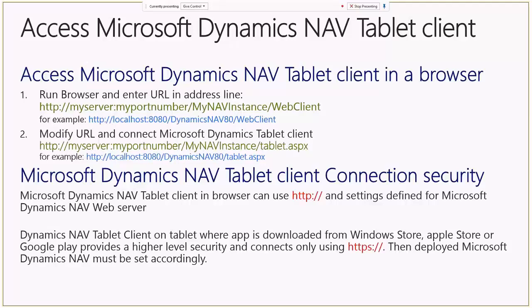But if you have a real tablet, for example an iPad or Google Nexus or something else, and you install the application from the Windows Store or Apple Store or Google Play, then this requires higher security and the connection only uses HTTPS, a secure connection. Then you need to deploy the Microsoft Dynamics NAV web components. According to this, you need to set up a secure connection in Internet Information Server and so on, and certificates. Probably you will be asked to accept certificates when you start the tablet client on the tablet.